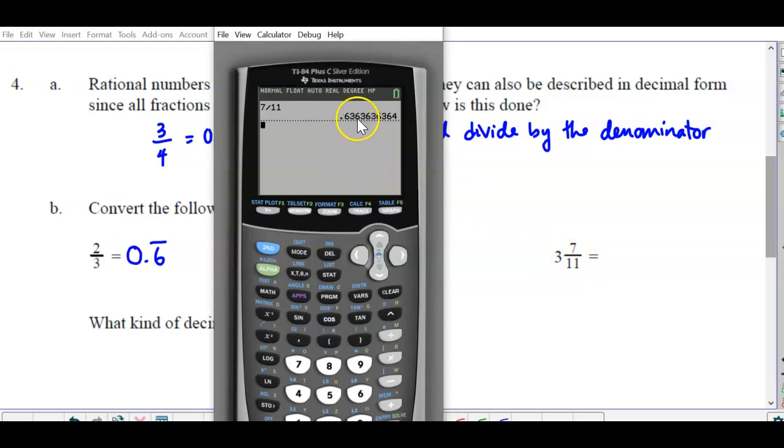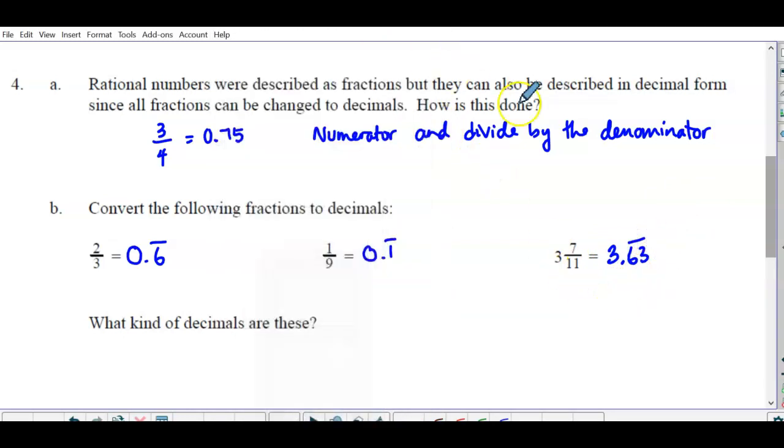So 0.63, 63, 63, 63. Notice how at the end it's 64. That's because the next digit really should be 6, 3, 6, and the calculator has rounded that up to a 4. So this is 3 plus 7 over 11. You could actually, if you want to, just add 3 there, and so it's going to be 3.63 with a bar over the 63. So these are repeating decimals.